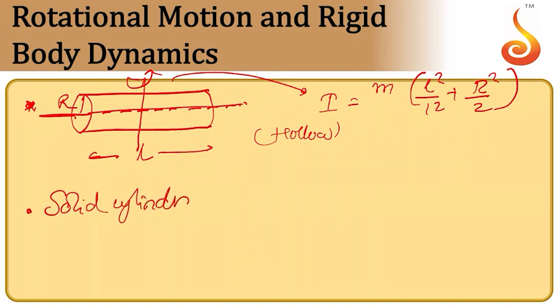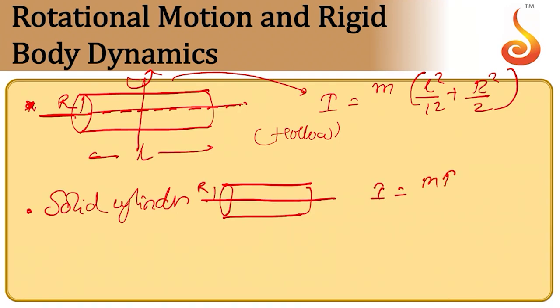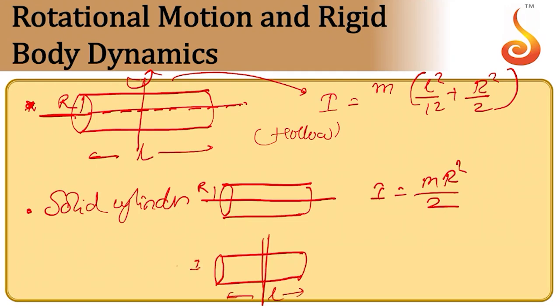Solid cylinder. About this axis, the moment of inertia is mr square divided by 2. Suppose I consider the same thing, now the axis is different. Assume that this is the axis of rotation. L is its length, R is the radius. Then moment of inertia is given by m into L square by 12 plus R square divided by 4.